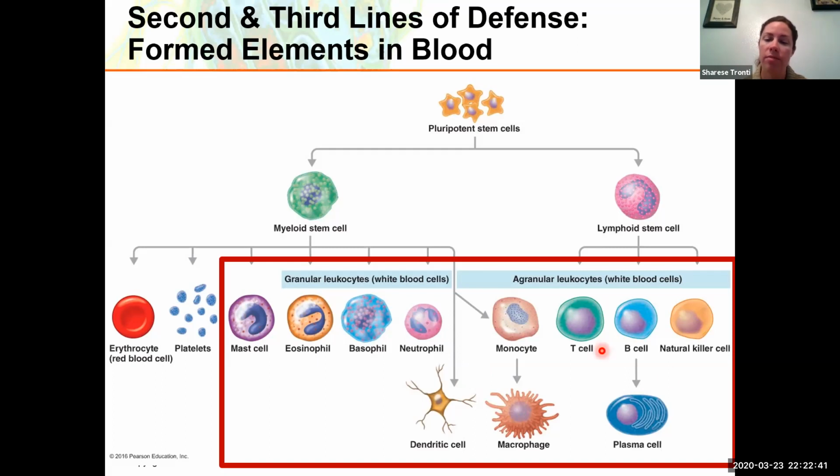Then over here we have plasma cells, and plasma cells are B cells that are actively producing antibodies. So once a B cell comes into contact with a specific microbe, it will start to produce antibodies against that antigen. And once it's starting to produce these antibodies, it converts into a plasma cell.